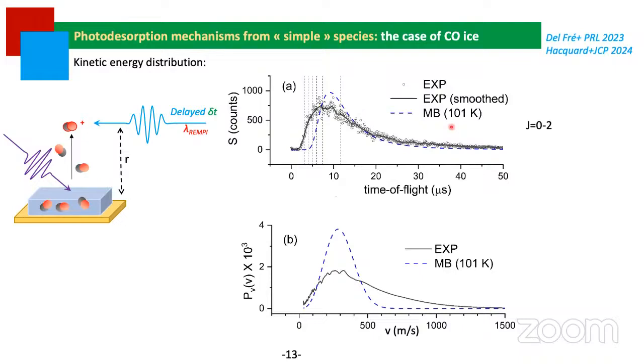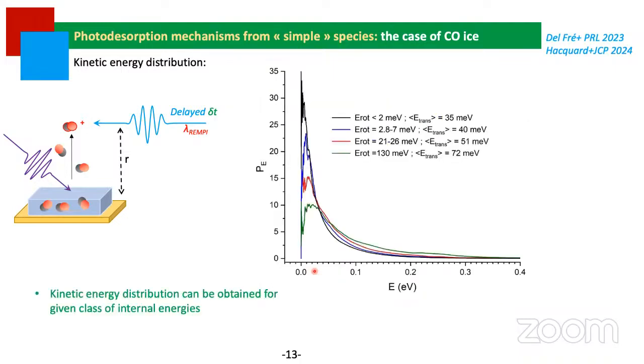And from this time of flight, you can have access to the velocity distribution. From the velocity distribution, you get the kinetic energy distribution. And that you can do by ionizing low rotational levels, average rotational levels, high rotational levels, and this will give you this kind of distribution here, where you have the population fraction and the kinetic energy distribution.